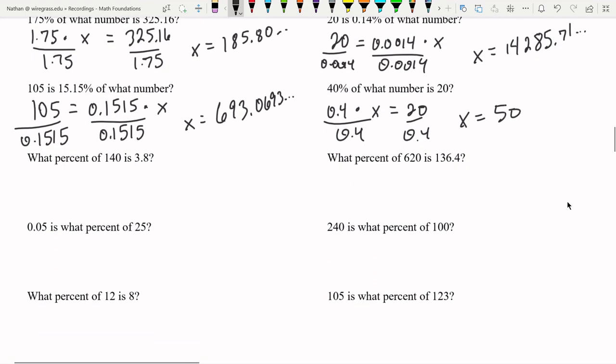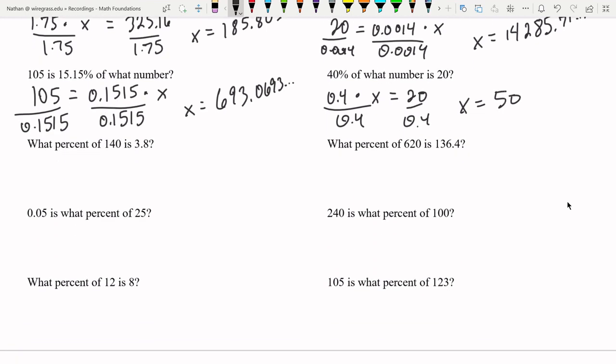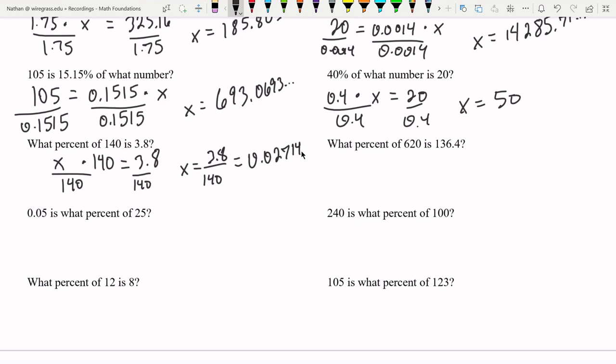Now, for these, we're going to solve for the percent. And still the same kind of setup, right? What percent, that's now our x, of 140 is 3.8. To solve this, we just need to divide by 140. We get x equal to 3.8 over 140, which is 0.02714, and it continues. Or in other words, it's going to be 2.714%.